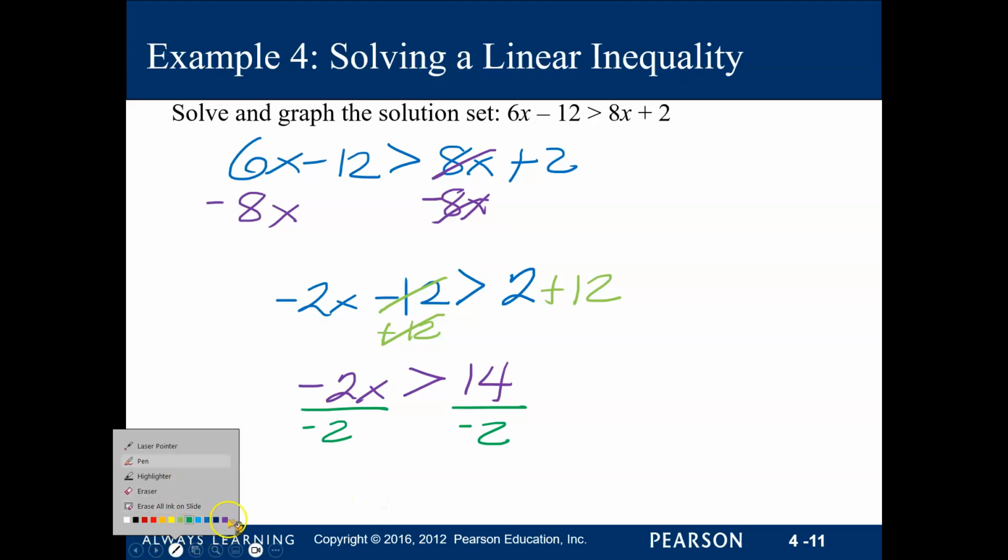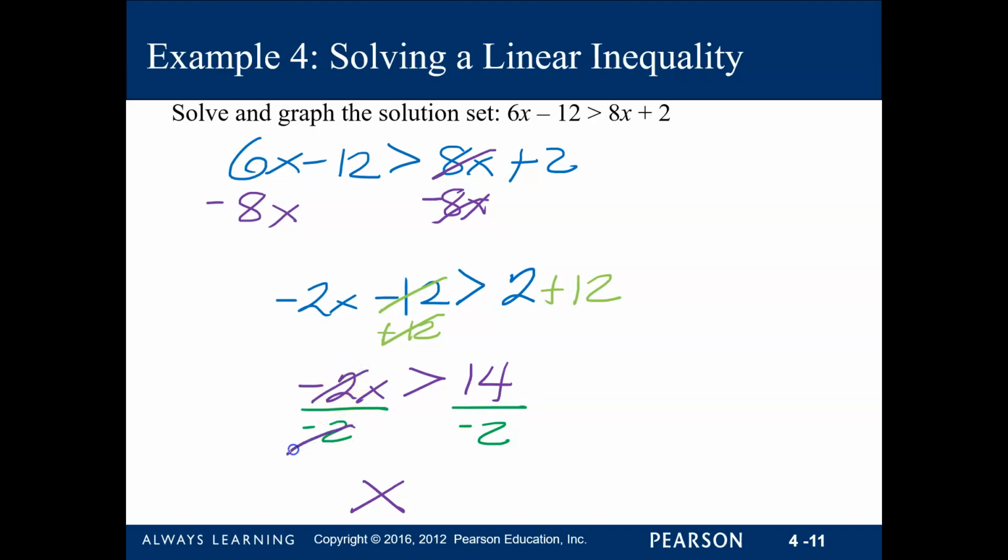So we can see here that we have x. Negative divided by negative is positive 1. 14 divided by negative 2 is negative 7. And remember, because we divided by a negative number, this inequality is going to change sides, or it's going to flip. So our final answer will now be x is less than negative 7.